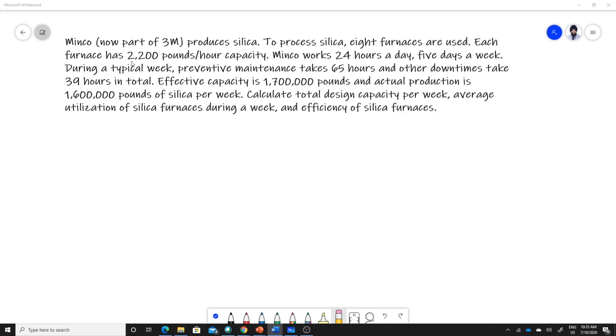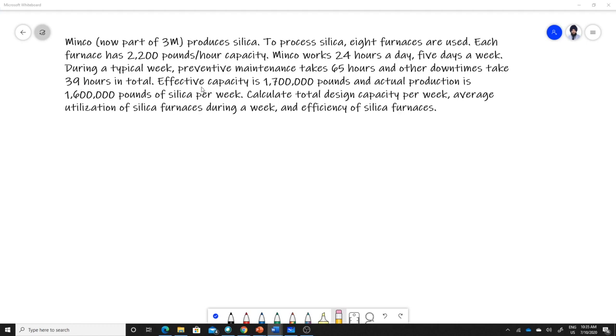And each furnace can process 2200 pounds per hour, right? So that's the capacity of a furnace per hour. There's some information given on preventive maintenance, where the furnace is taken down for around 65 hours per week. And there's another downtime of 39 hours per week. So from here you can get an indication that you need to convert everything in terms of per week.